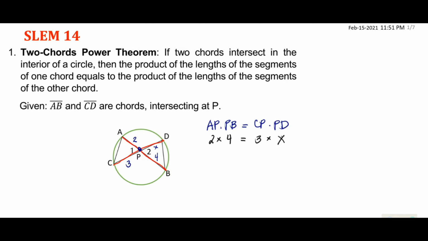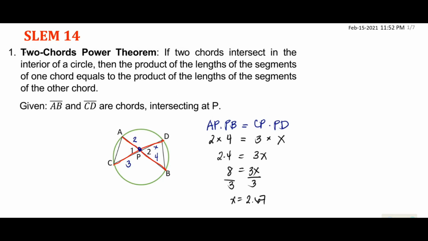Actually, kahit wala na tong x na to sa gitna. So, kapag inulat mo siya the other way, 2 times 4 equals 3x. So, 2 times 4 is 8. So, divide both sides by 3. Now, you just divide 8 by 3. So, hindi siya sakto. That's 2 point. The value of your x is 2.67. That's yung kung paano siya kuhanin.